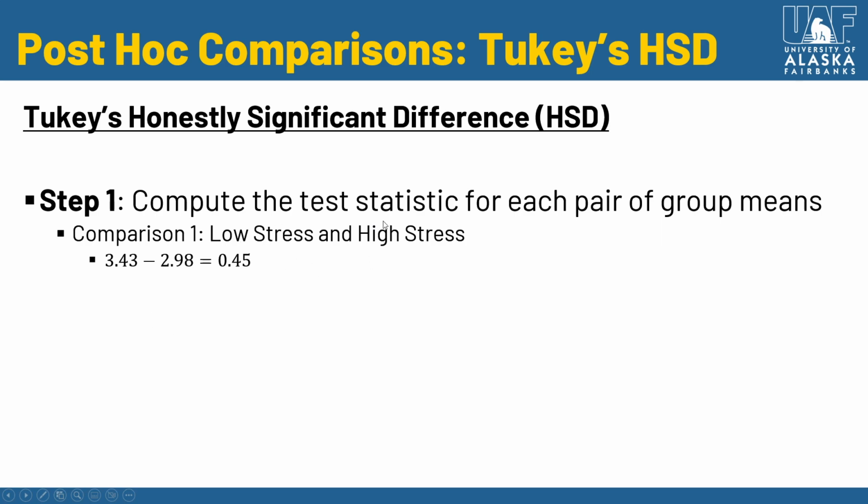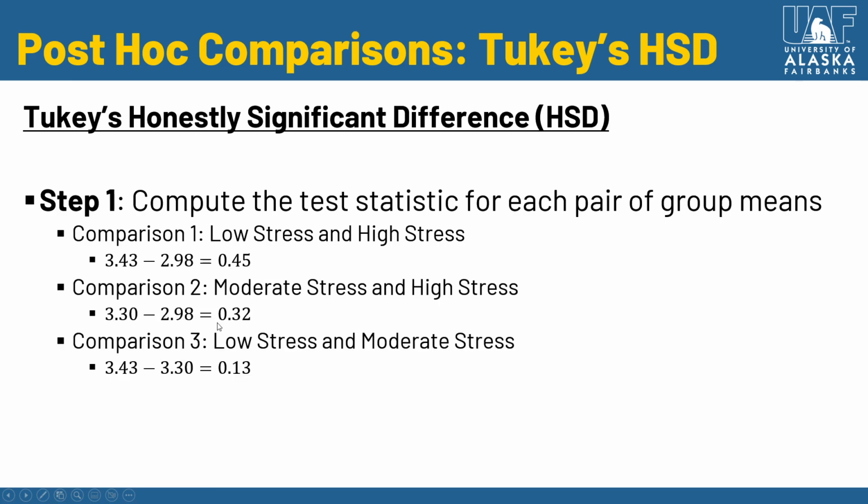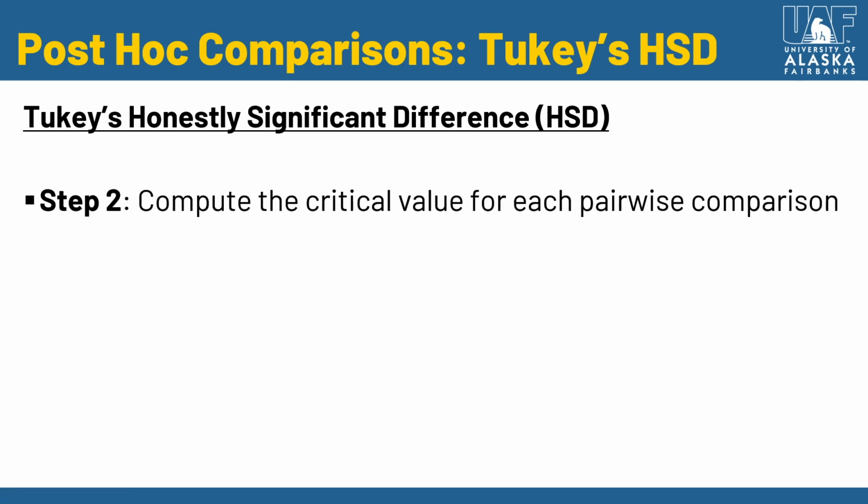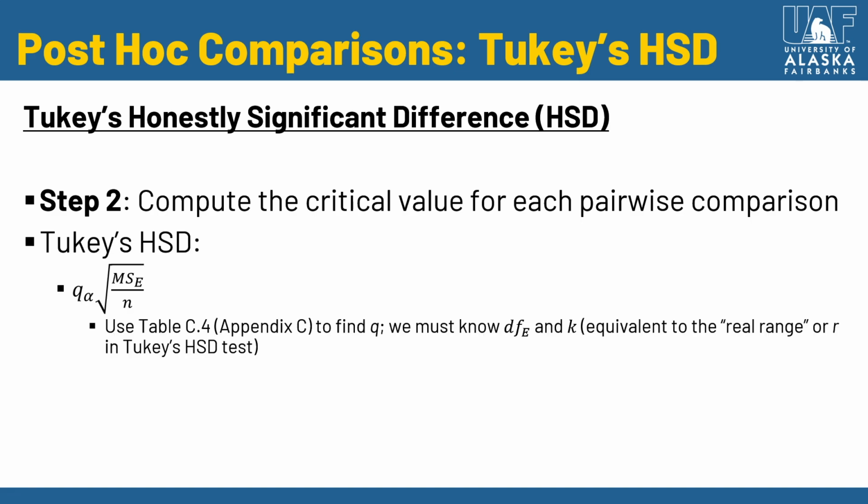So comparison 1, low stress and high stress. The mean for low stress is here, the mean for high stress is here. So we'll subtract the two and get that value. And then we'll repeat that for our other comparisons, right? So here we're literally just subtracting means from one another to get a value that we'll use in this post hoc comparison. Step 2 is to compute the critical value for each.